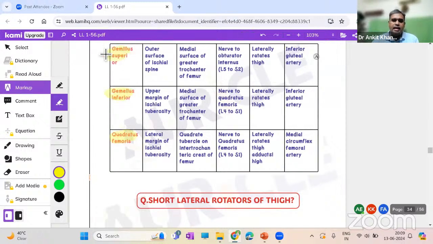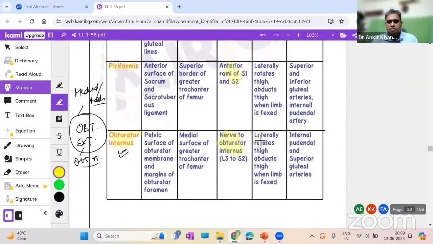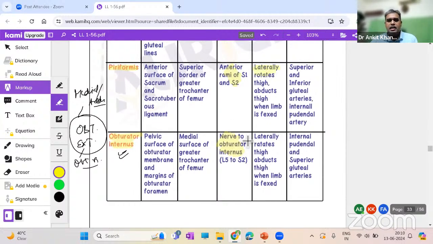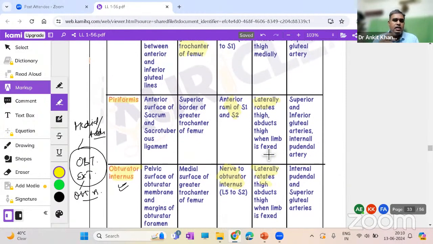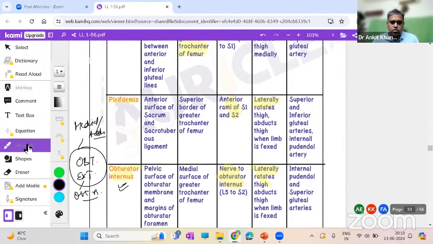Their main action is what? They are known as the small lateral rotators. You can see all these muscles, their major action is lateral rotation of the thigh. Lateral rotation means obviously rotating outside. Now, sir, that is good for writing, but understand where this action is practically used. Let me try to show you.